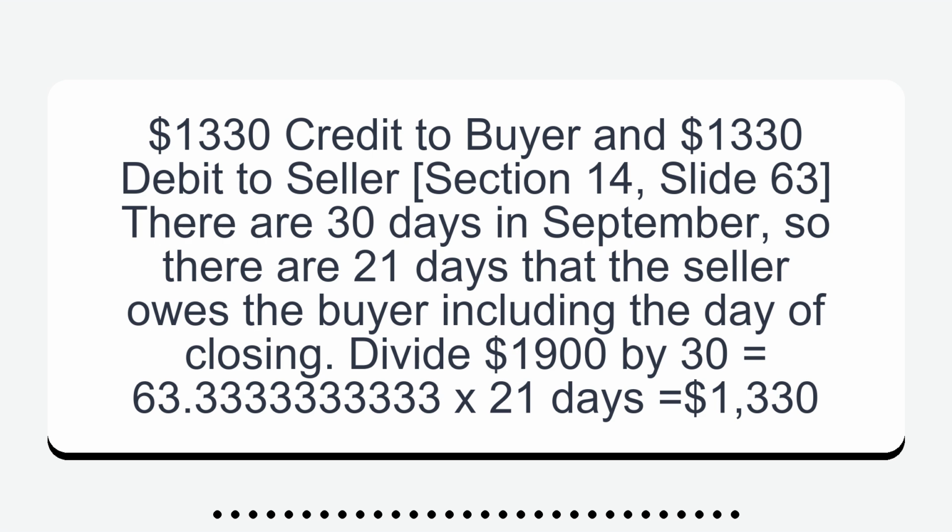Section 14, Slide 63. There are 30 days in September, so there are 21 days that the seller owes the buyer, including the day of closing. Divide $1,900 by 30 equals 63.3333333333, times 21 days equals $1,330.